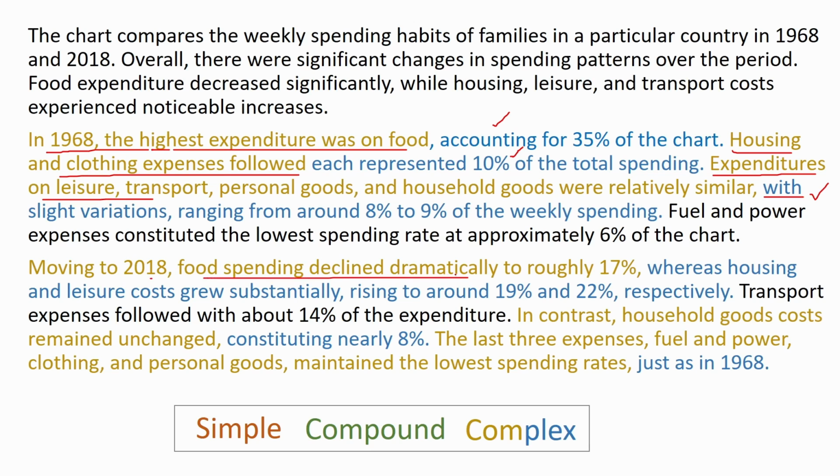Moving to 2018, this part is the main clause. The blue part is the subordinate clause. In contrast, household costs, this part is also the main clause, and the blue part is the subordinate clause. And the last part, this is also the main clause, and the blue part is the dependent clause or the subordinate clause. Alright, I hope you found it useful.